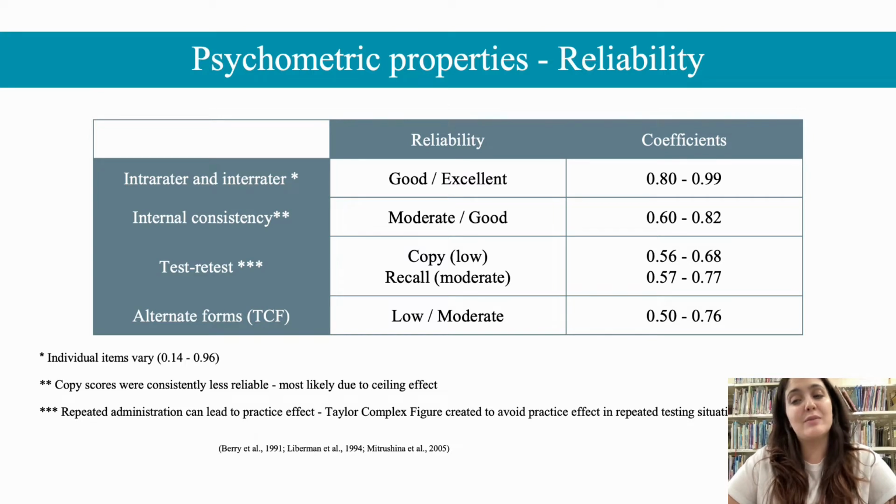Studies have found that this might be caused by a practice effect that comes from the repeated administration of the test. To avoid this practice effect, the Taylor Complex Figure was created. The alternate forms reliability for the Taylor Complex Figure ranges from low to moderate, with coefficients ranging from 0.5 to 0.76.